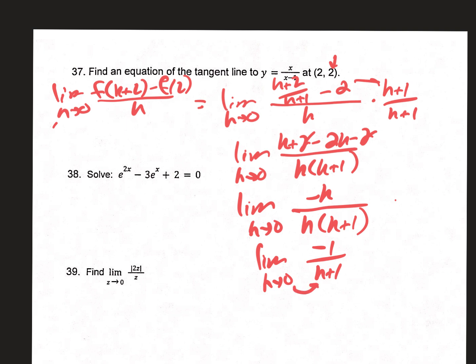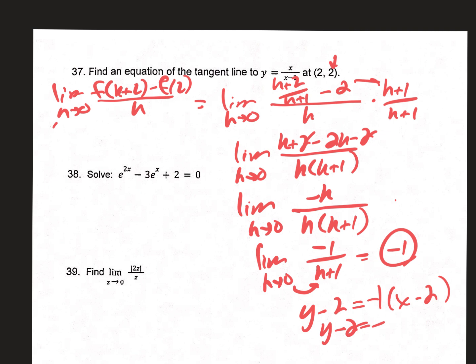Now I can plug the 0 in, so my slope is negative 1. Now remember, that's the slope. And it said find the equation. So I'm going to go point slope here. So I'm going to go y minus 2 is negative 1 times x minus 2. Point slope form. Distribute the negative 1. Move the 2 over. There you have it. That's all you got to do on that one.